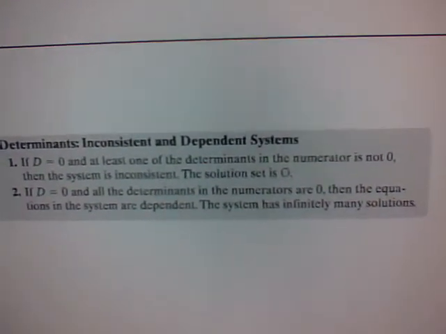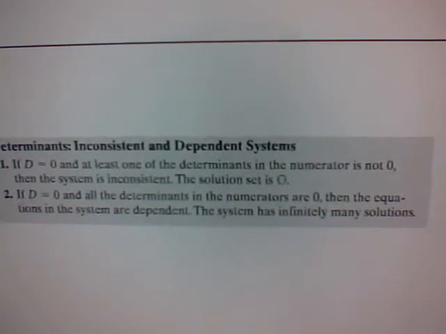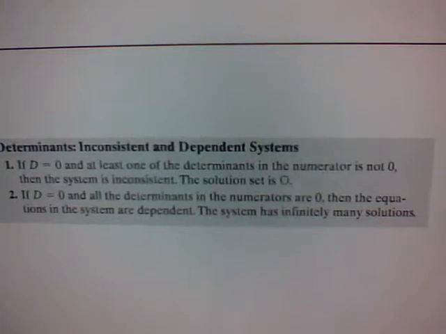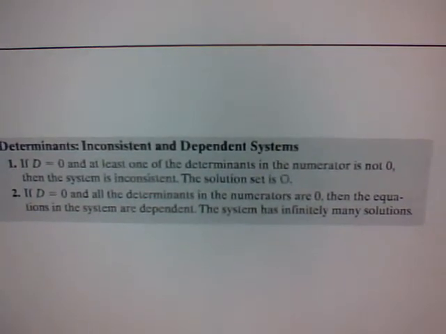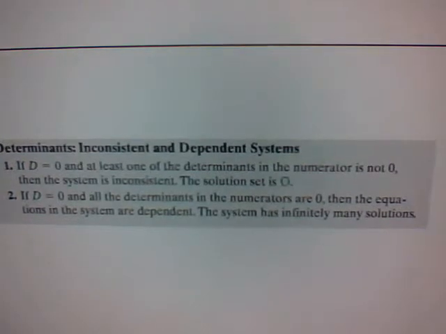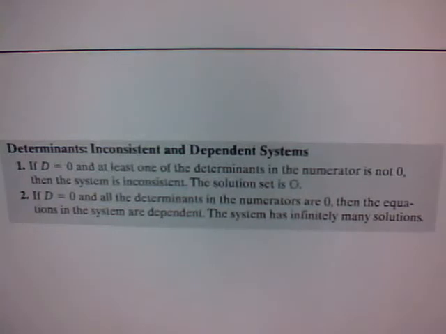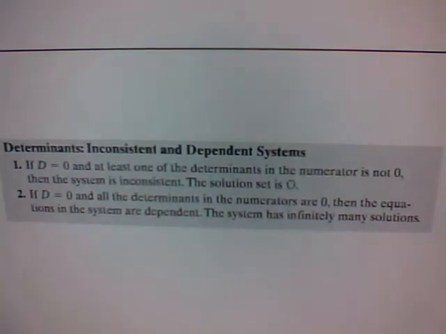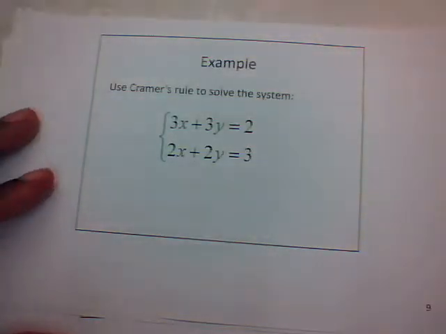And then number 2, if your determinant is equal to 0 and all the determinants in the numerator are 0, then the equations in that system are dependent. In other words, that system has infinitely many solutions. And we're going to look at a couple of examples that deal with inconsistent and dependent systems. Okay, so let's look at this example right here.